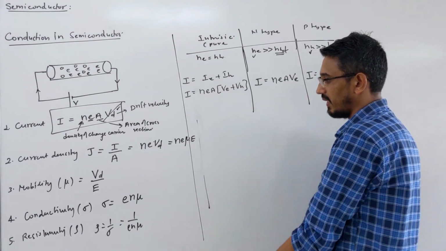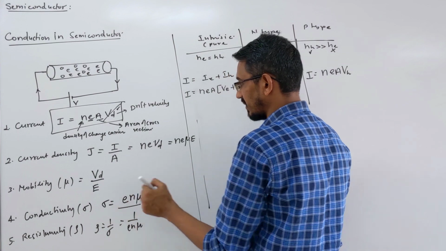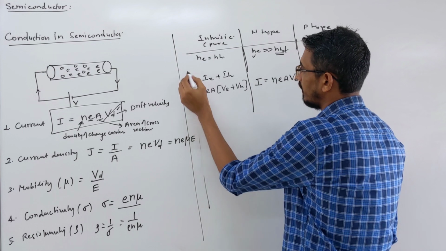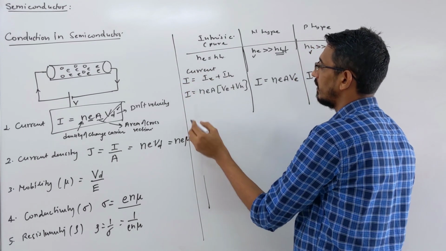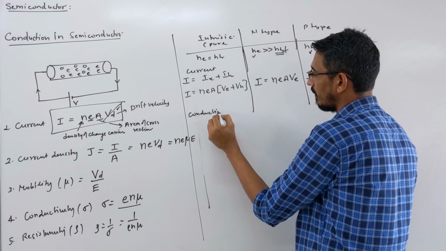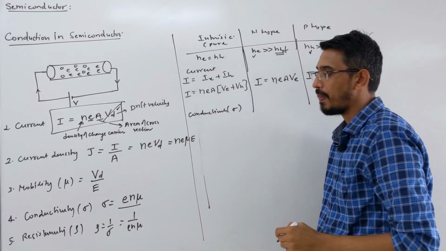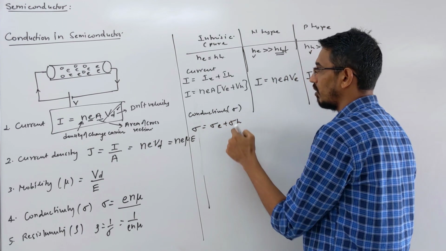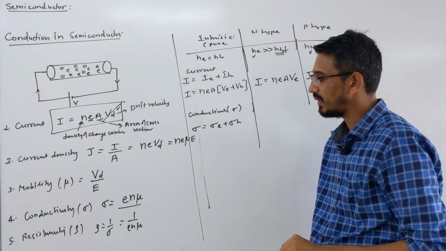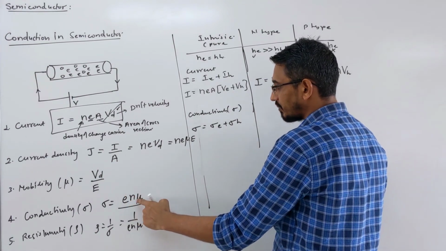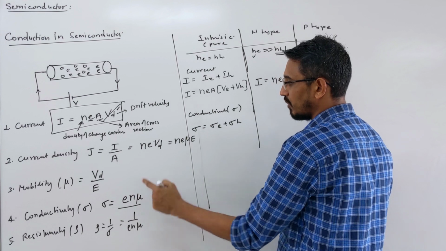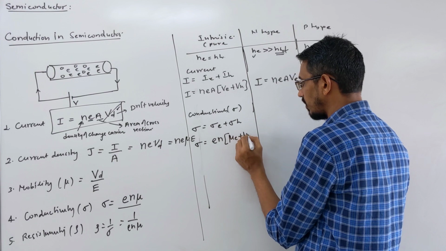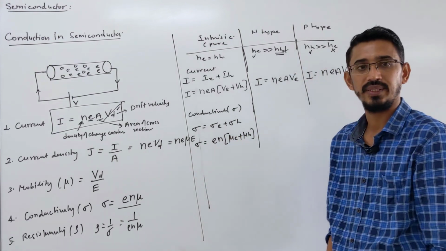Apart from this current, they can ask about conductivity and these things. Suppose you talk about conductivity, sigma. What is sigma? Sigma due to electron plus sigma due to hole. In a pure semiconductor both are there, right? Look here again, E and N will be the same, just mu is different. So net sigma will be simply E and N, taking common, mobility of the electrons plus mobility of the hole. This is your net conductivity.